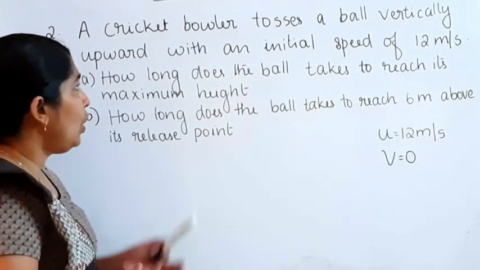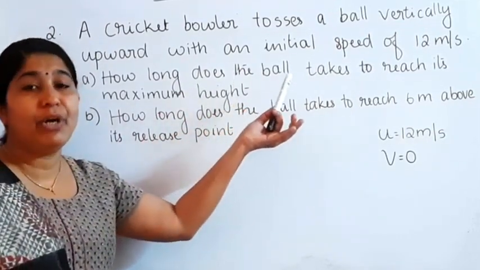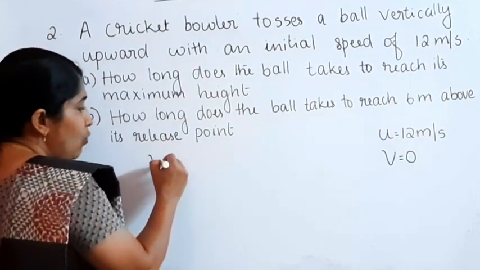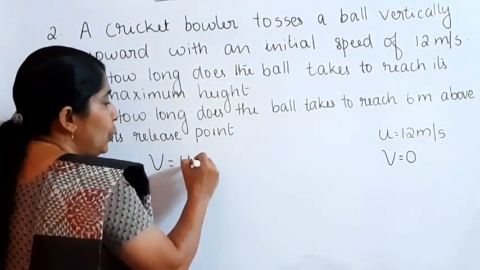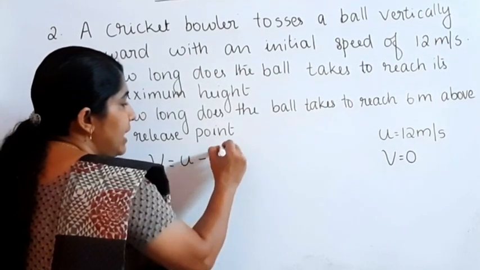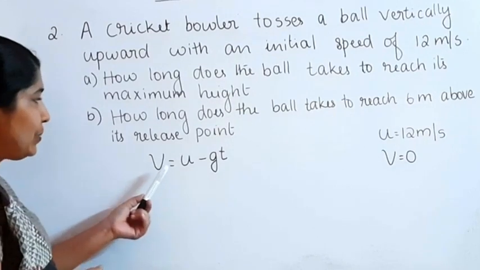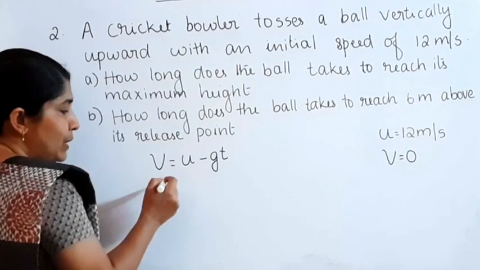Then, how long does the ball take? We want to find out the time. For this we can use the equation v is equal to u minus gt. Then v is equal to 0 here.